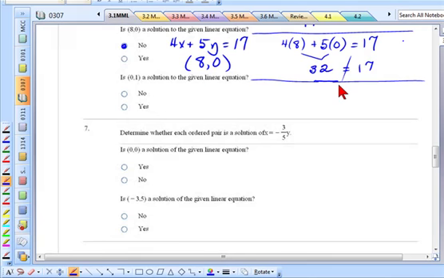All right, last one, same equation, 4x plus 5y is 17, and please check the point 0, 1.